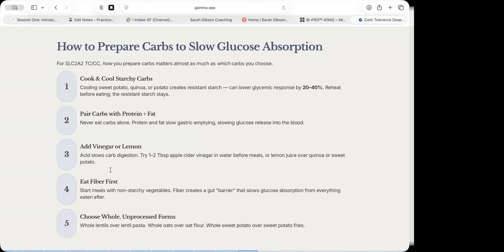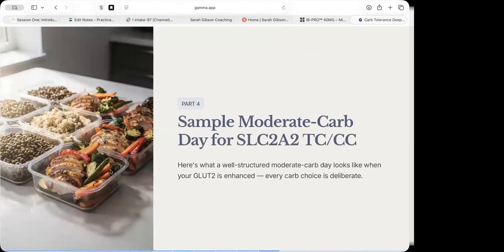And then, of course, choosing the whole unprocessed forms because they have all of the nutrients in them, they have the fiber in them, and the body just takes longer to break those down, which works in our benefit.